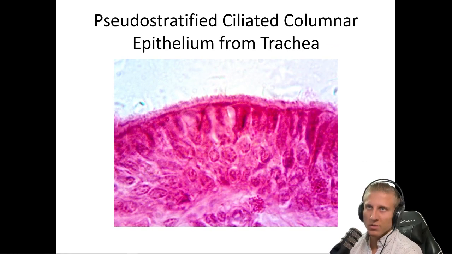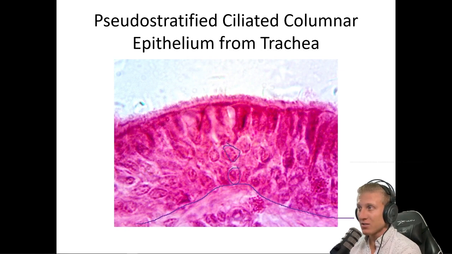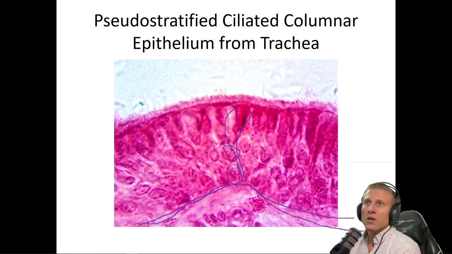Pseudo-stratified columnar epithelium. Okay. Our basement membrane is down right here. Beginning of connective tissue. Pseudo-stratified because it kind of looks like we have stacked. We have a nucleus here and we have a nucleus right here. So they're kind of stacked on each other, right? Well, but they're all, as we know, all of these cells at some point are going to attach down to this basement membrane.